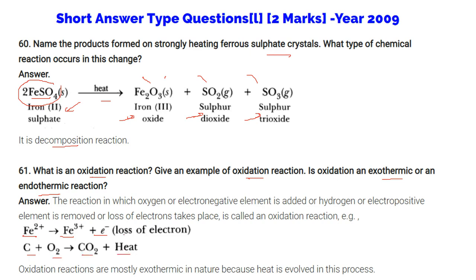So the reaction in which oxygen or some electronegative element is added, or hydrogen or an electropositive element is removed, or there is a loss of electrons, we call it an oxidation reaction. This is an example. Now, oxidation reactions are mostly exothermic, that is, heat is involved in this process.